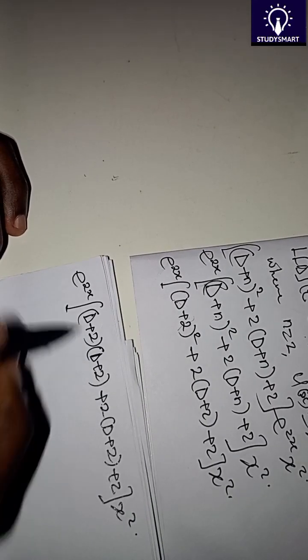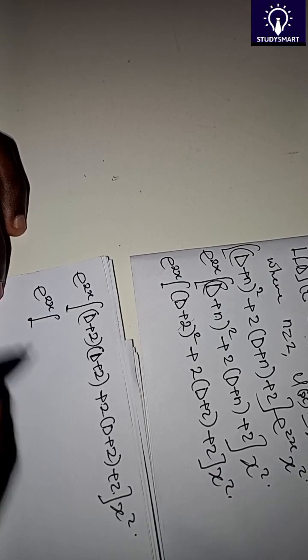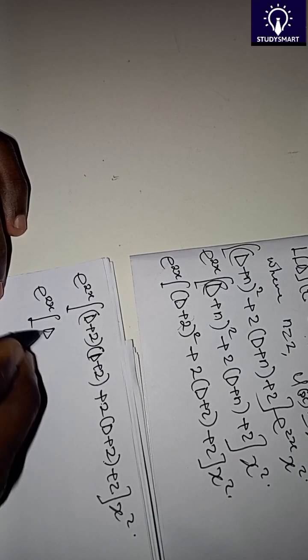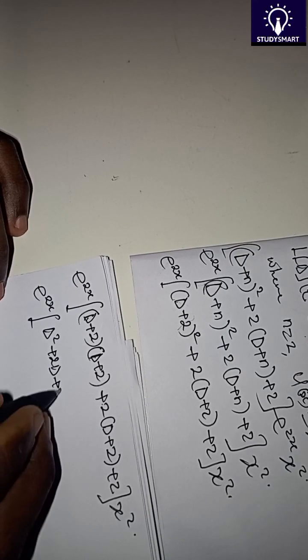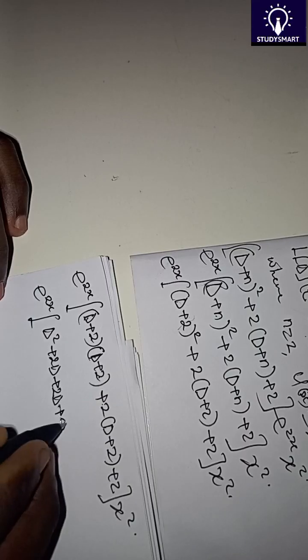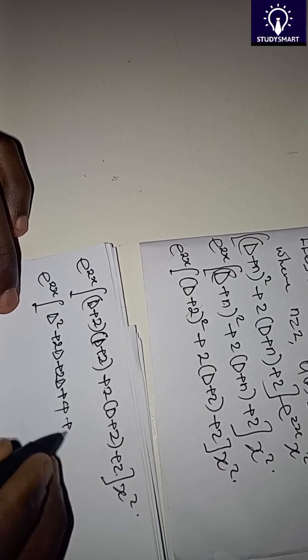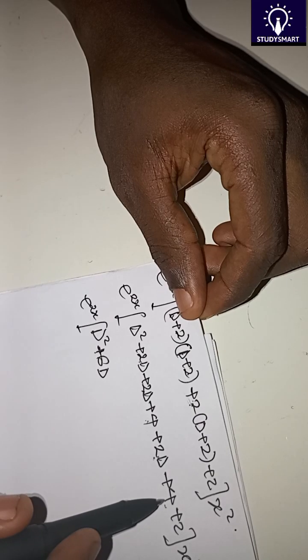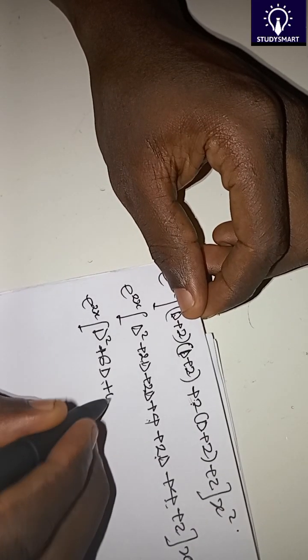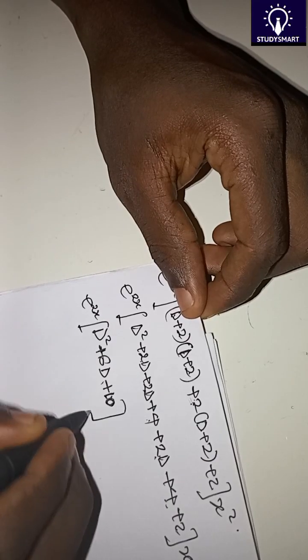At this point, I'm going to have exponential 2x into this times this gives me d squared. This times this gives me plus 2d, this times this gives me plus 2d, while this times this gives me plus 4. Then this times this gives me plus 2d, this times this gives me plus 4, then plus 2, into x squared here. So I'm going to have exponential 2x into d squared plus 6d, plus 4 plus 4 which is 8. Then 8 plus 2 gives me 10. So this becomes 10, then I still have my x squared.